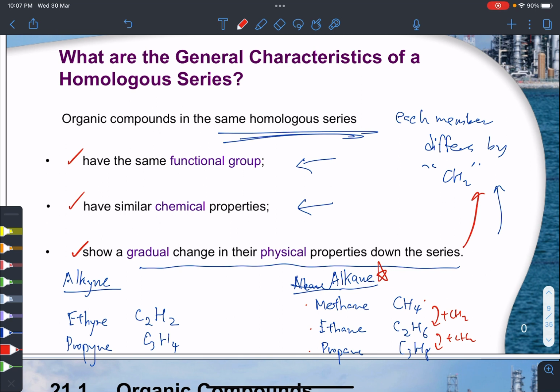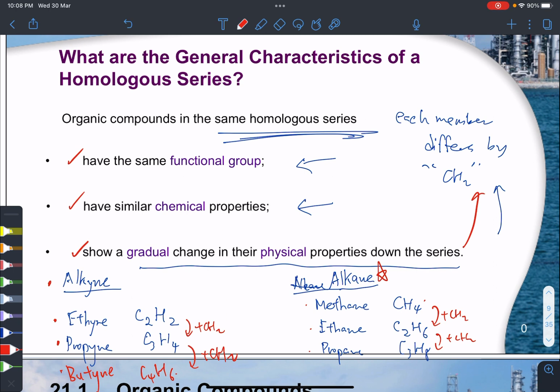For example, alkyne, you don't learn alkyne, not even in JC. But let's say I tell you ethyne is C2H2. Propyne is the next member, which is plus CH2. What if the question now asks for the formula for butyne? I add another CH2, so I get C4H6. So in any homologous series, each successive member differs by CH2. That is the unique characteristic of the family.